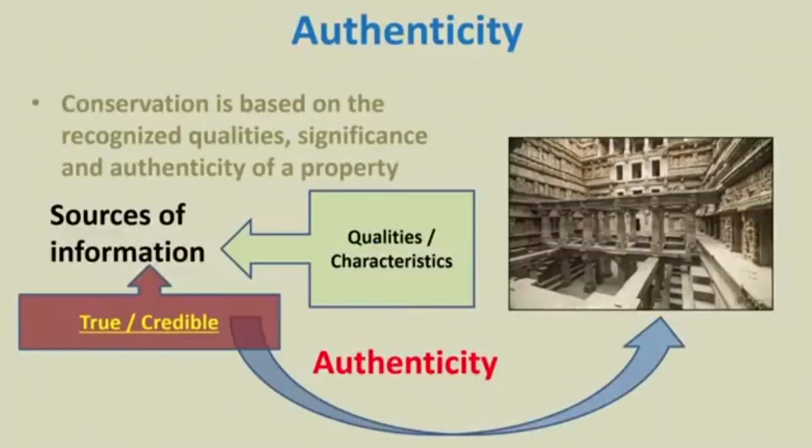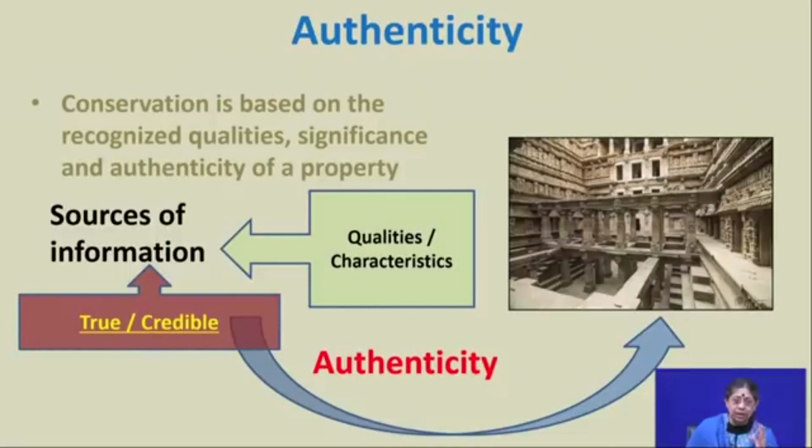And that actually, so the conservation of a stepwell, or in this particular case Rani Ki Vav, is based on the recognized qualities, significance and authenticity of a property. So, that means there should be some sources of information which should be true and credible, and from that information we have to find out what the qualities and characteristics are and how they show or bring out the authenticity of the structure.